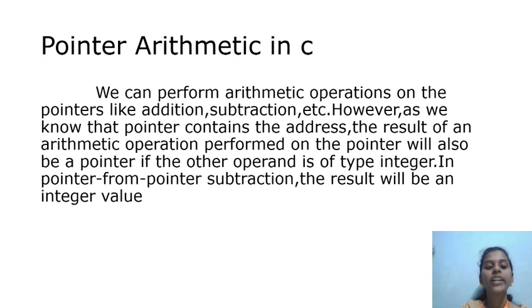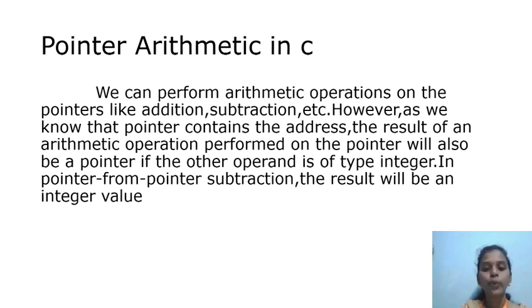Then, pointer arithmetic in C. We can perform arithmetic operations on pointers like addition, subtraction, etc. However, as we know that a pointer contains an address, the result of an arithmetic operation performed on the pointer will also be a pointer if the other operand is of type integer. In pointer from pointer subtraction, the result will be an integer value.